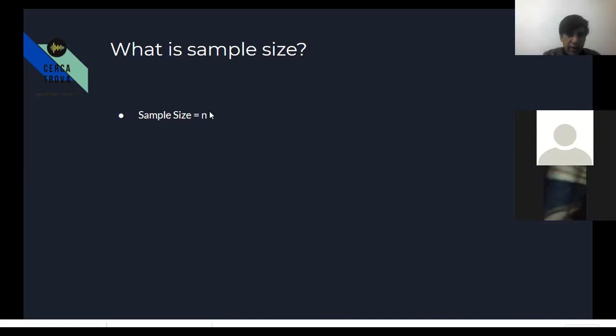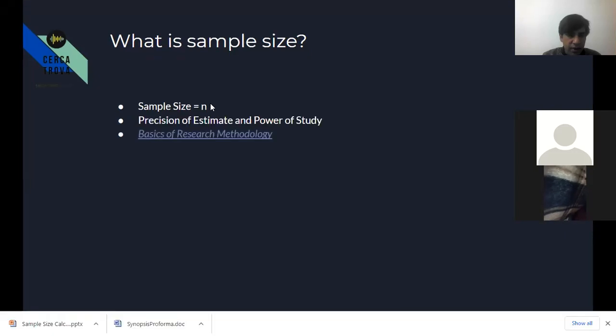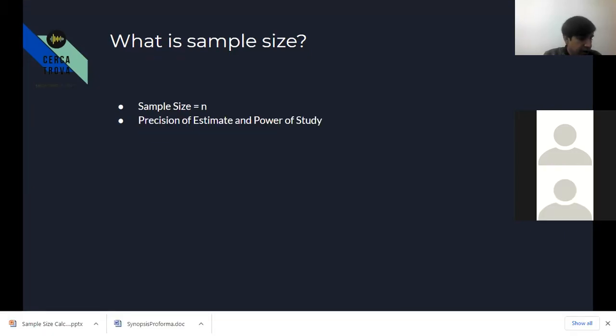The next thing that we will be discussing is precision of estimate and power of study. The size of sample influences two statistical properties, that are the precision of our estimates and the power of our study. I have discussed the sample power and a few other terminologies in my talk last week about the basics of research methodology, and this can be seen here.